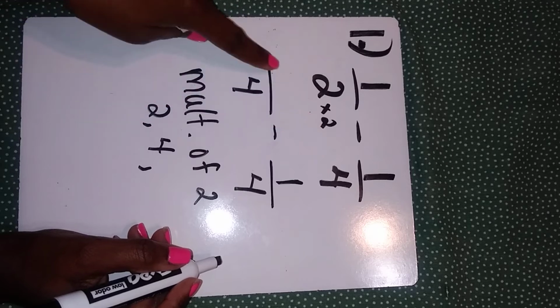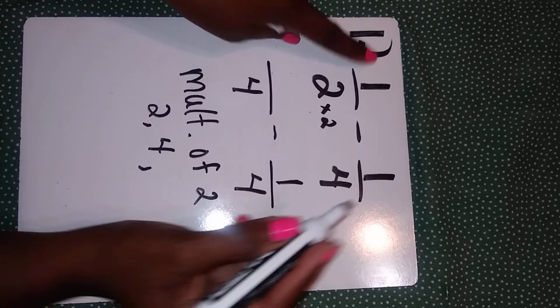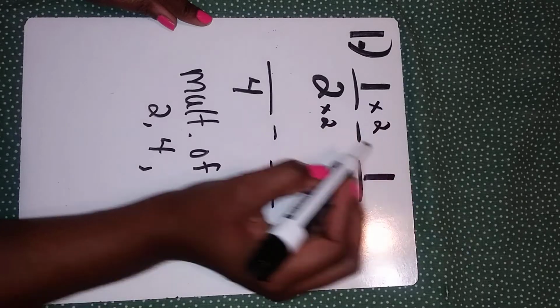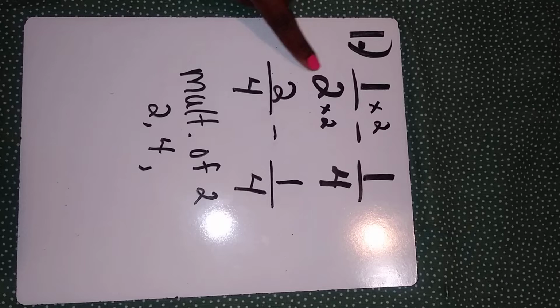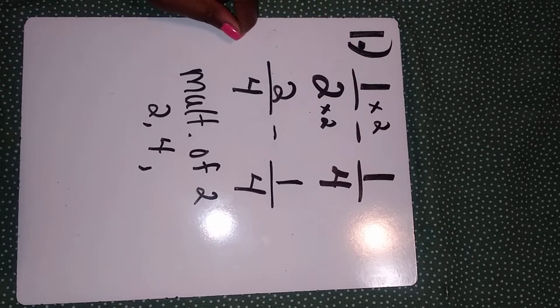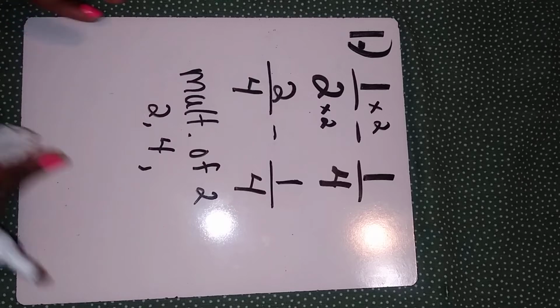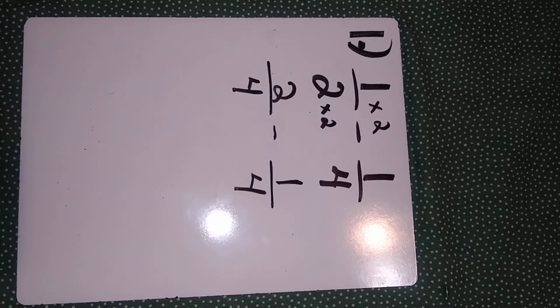So I know that 2 times 2 will give me 4. So since I multiply this denominator by 2 to get 4, I'm going to multiply that numerator also by 2 to get 2. 1/2 is the same thing as 2/4. It's just written differently, but they're exactly the same. Okay? So now my problem has a common denominator. So at this point, I can just go ahead and subtract.